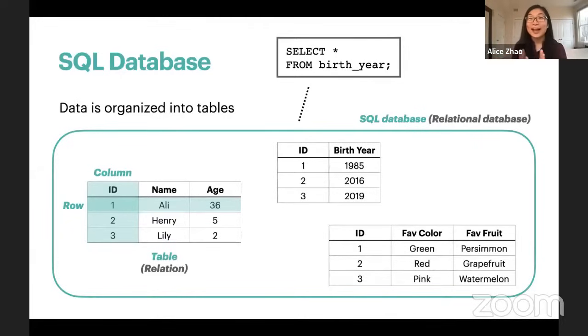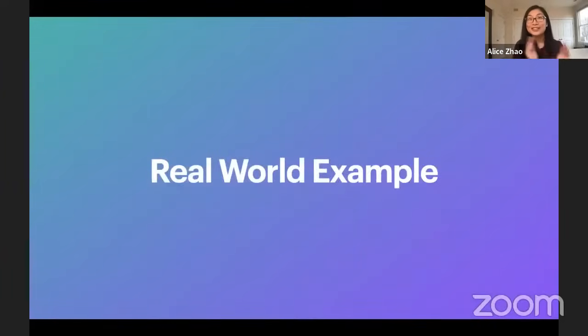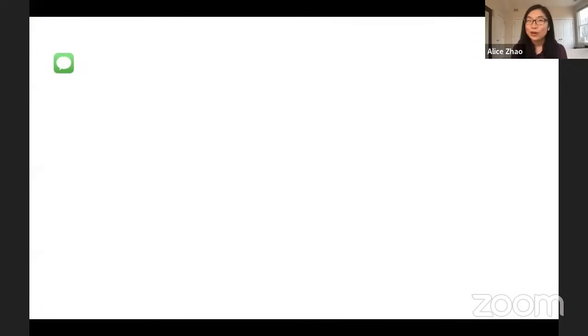Okay, so at this point, I've given you a lot of terms and theory, so I'm going to take a step back and show you a real world example to solidify these concepts. You probably recognize this icon here. This is the Messages app on an iPhone. This is where you can text back with all your friends and family.